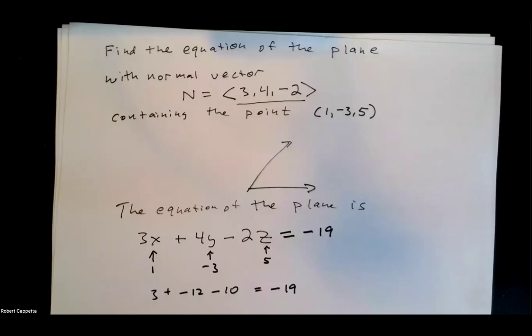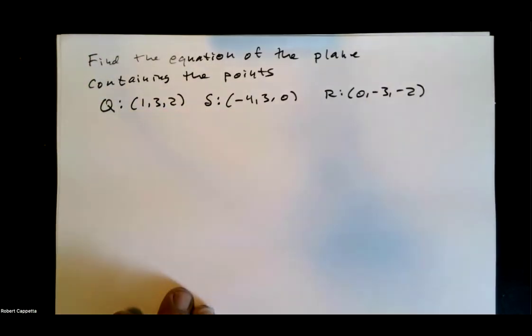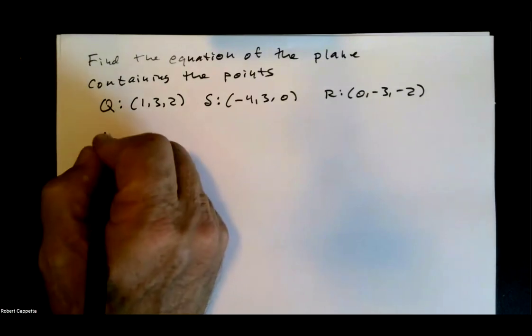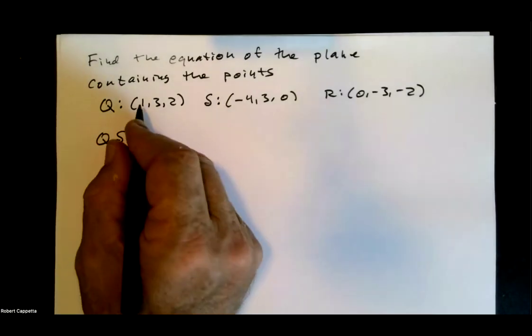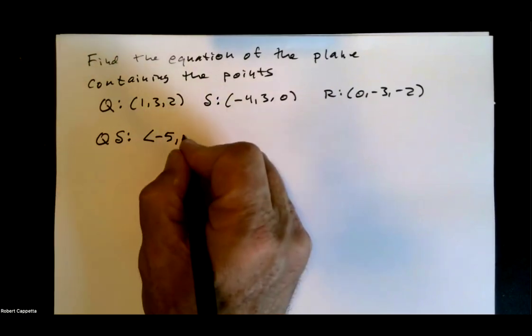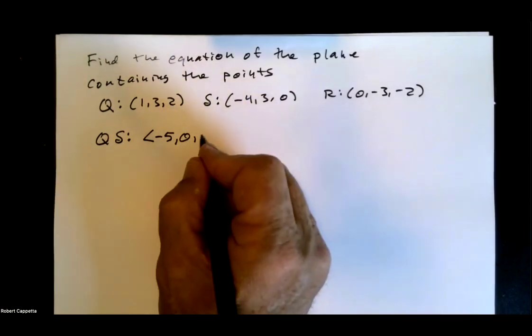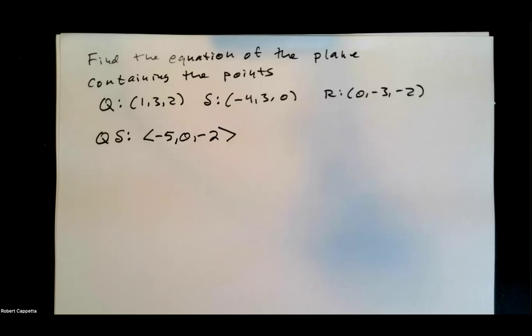So let's take a look at an example. We want to find the equation of this plane that contains these 3 points, Q, S, and R. And again, I've got to construct 2 vectors and then take their cross product to find the normal vector to the plane. So I'm going to find vector QS, starting at Q, ending at S. What's my change in x? From 1 to -4 is down 5. From 3 to 3 is 0. And from 2 to 0 is down 2. Now, I certainly could do QR, I could do SR, I could do RS, I could do RQ. I have many choices here.